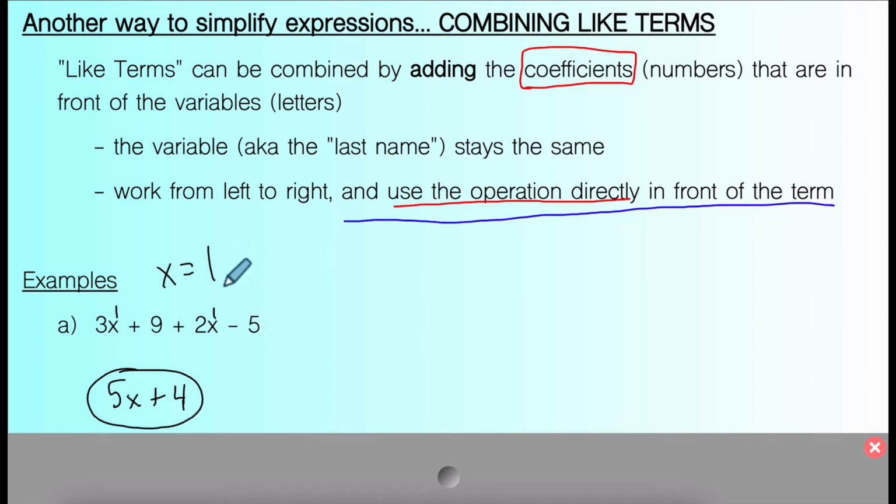The difference between them, you'll notice, is that the first expression has 4 terms: 1, 2, 3, 4. And this one only has 2 terms. This is a simplified version of the original.